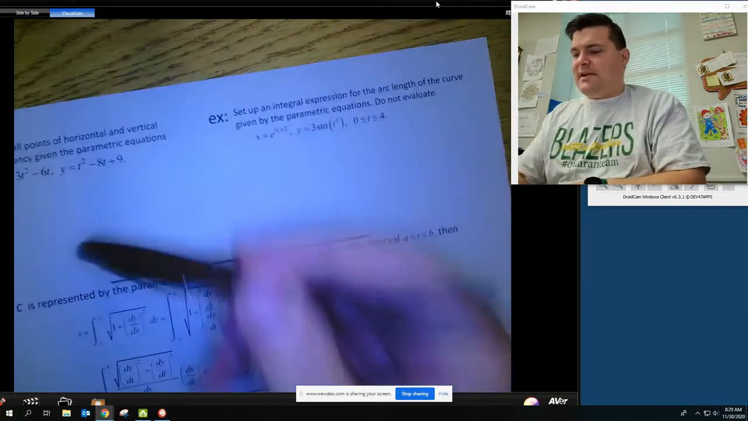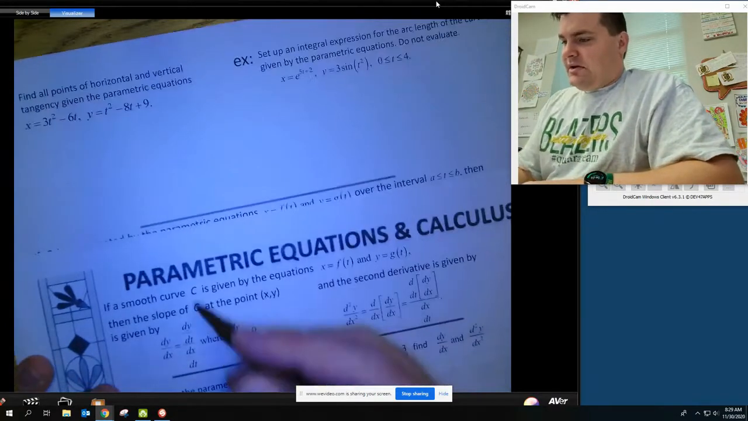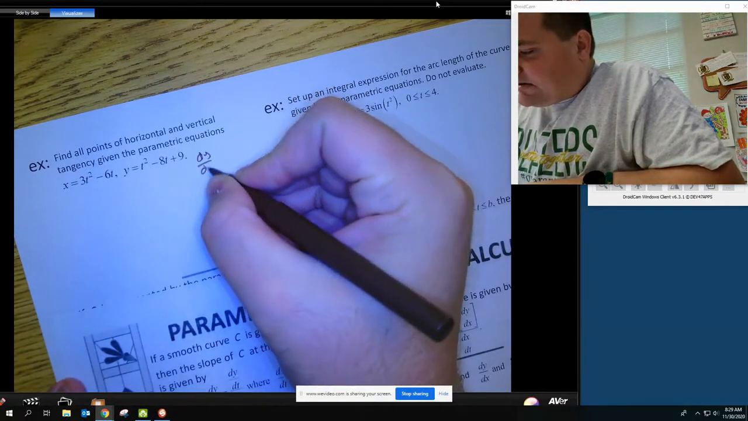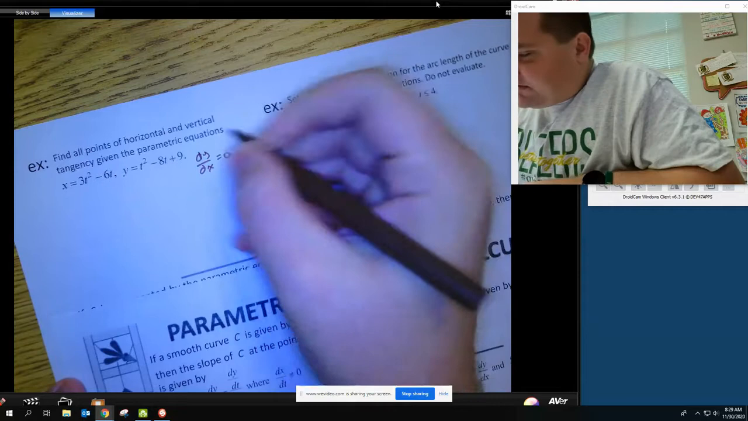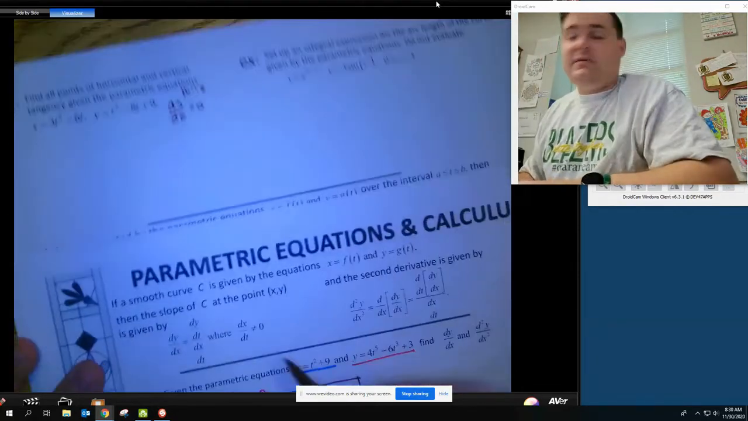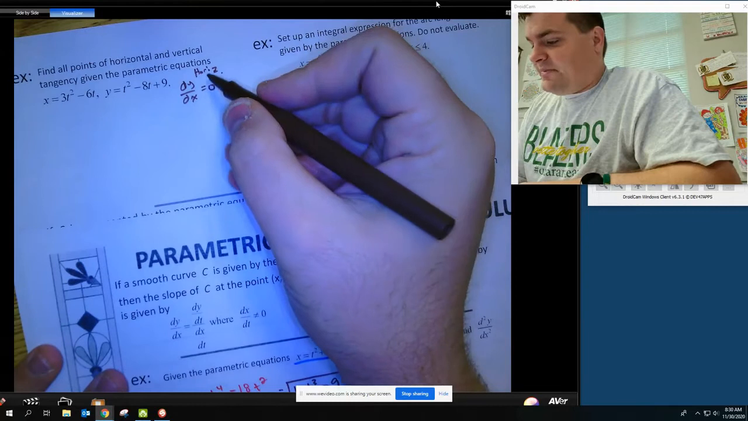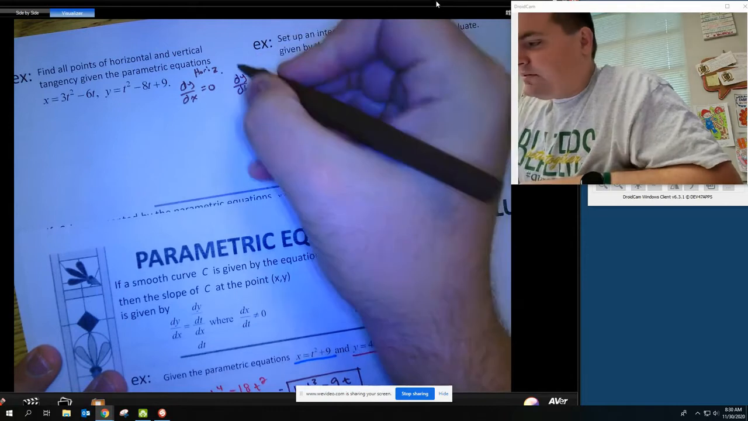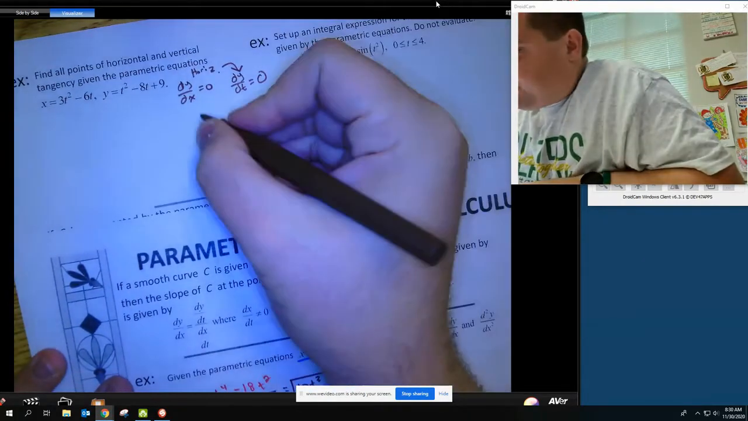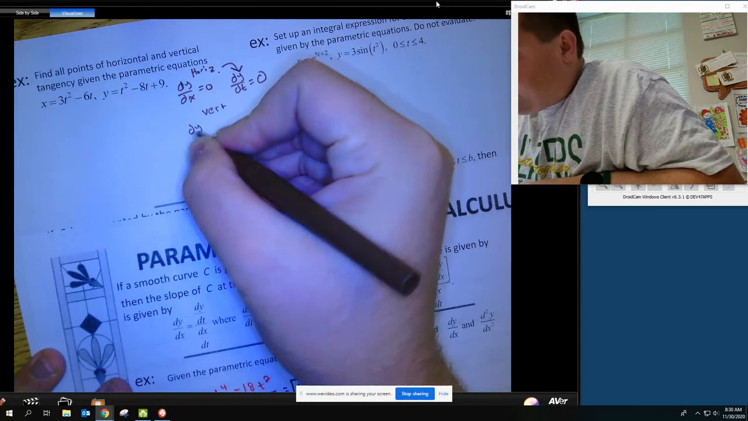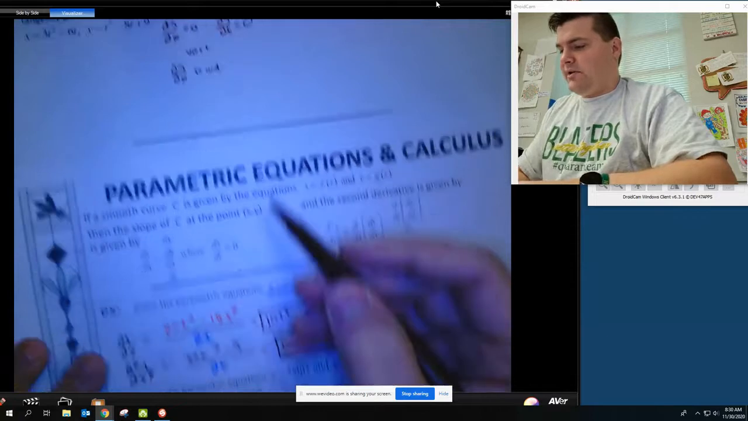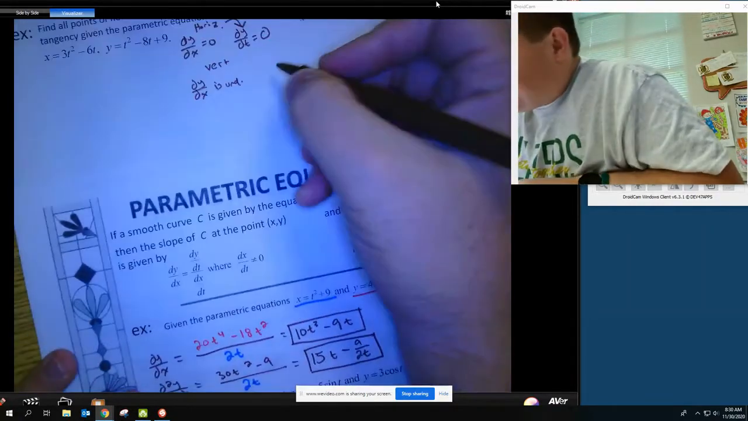And then what's going to end up happening is, I'm going to use this one right here. Horizontal is when we set dy dx equal to 0. This is horizontal, and I'm keeping this here for a reason. If this is equal to 0, that is when dy dt equals 0. For vertical, that's when dy dx is undefined. Look at my equation here. It's undefined when dx dt equals 0.